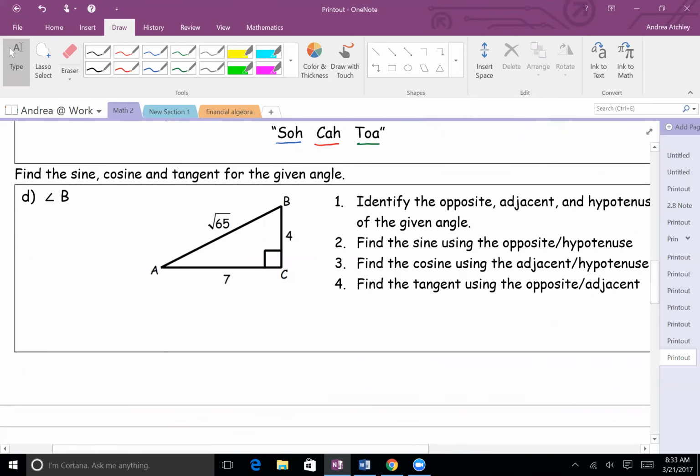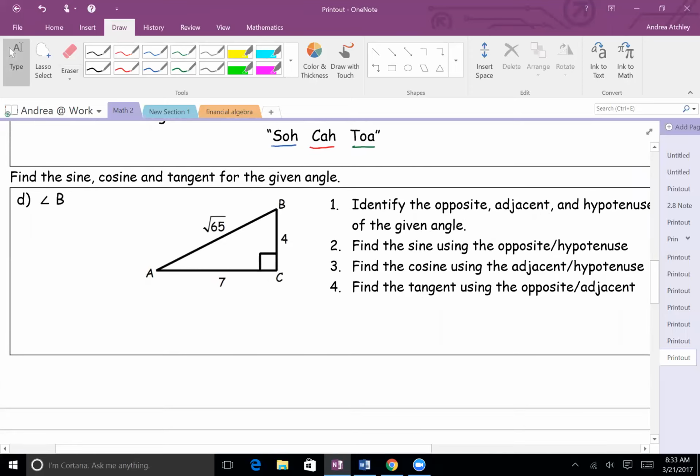Okay, find the sine, cosine, and tangent for the given angle. So the first thing we need to do is identify the opposite, adjacent, and hypotenuse of the given angle. So in this case, we're going to be given angle B, so I'm going to highlight it. Okay, Riley, what's the opposite side? AC. AC, very good. Opposite. Let's label it with O.